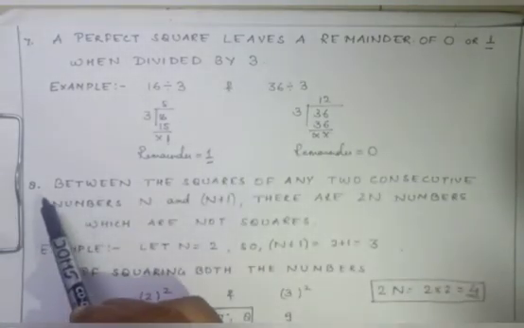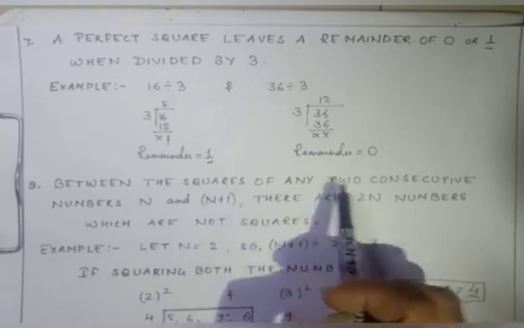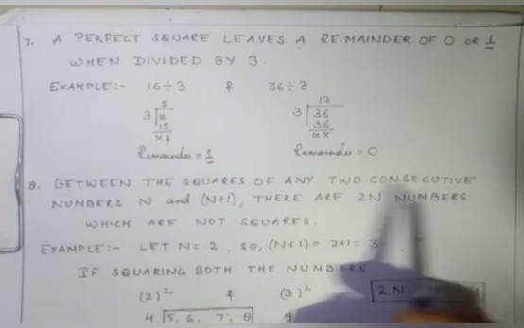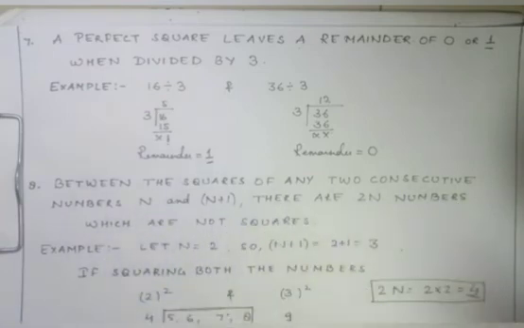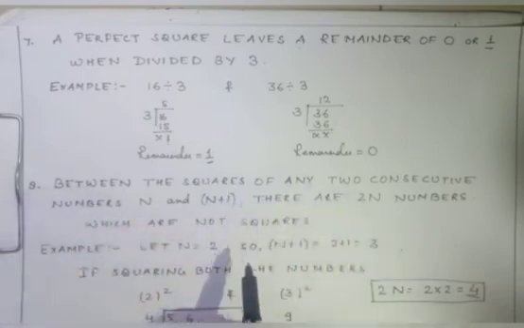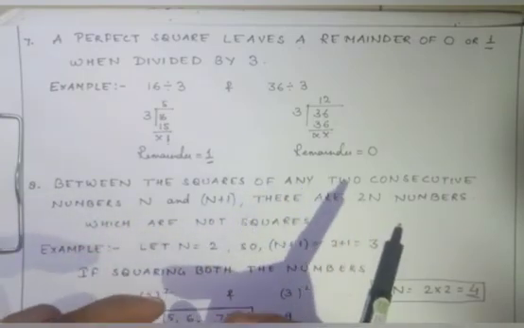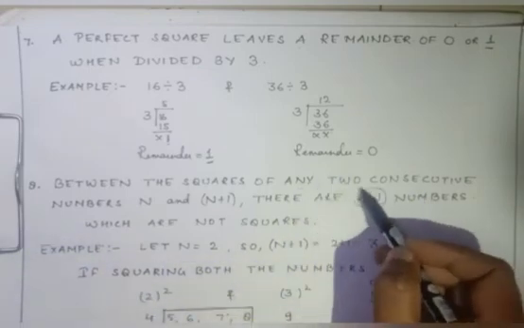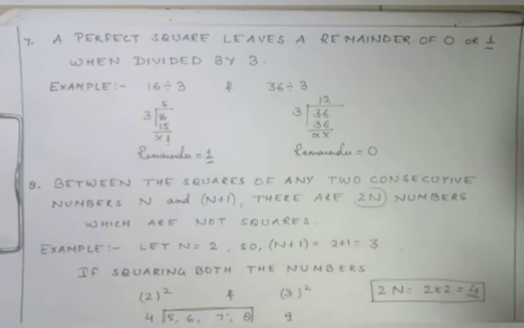Let us come to another property, that is, between the squares of any two consecutive numbers n and n plus 1, there are 2n numbers which are not squares. It means that if we take two consecutive numbers like 2 and 3, and square both the numbers, the count of numbers that lie between them is equal to 2n. Directly you can find the number of numbers placed between the squares of two numbers, and they are not squares.